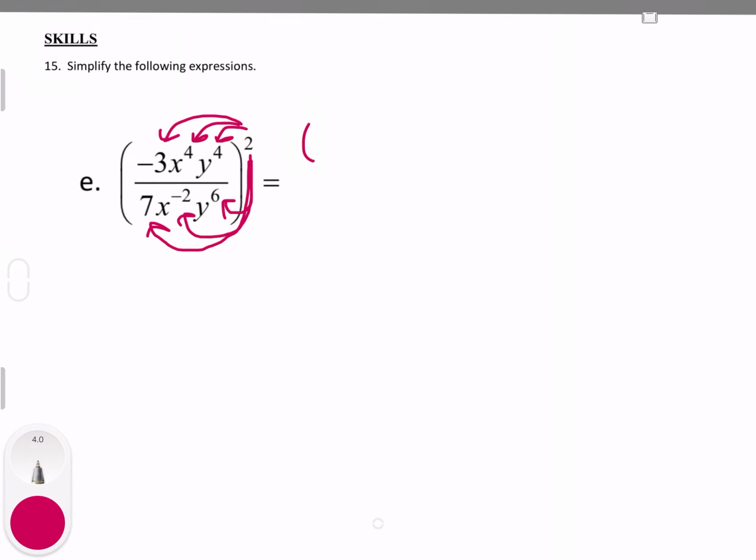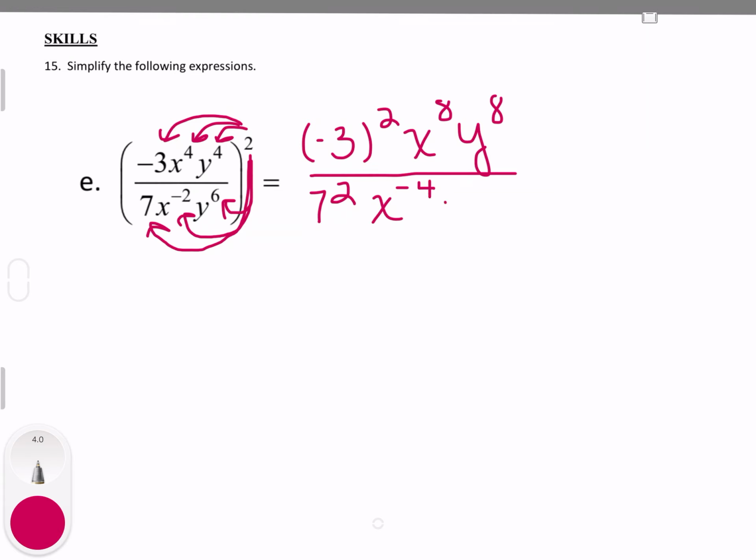So when we do that, we're going to get negative 3 squared times x to the 8th, y to the 8th, over 7 squared, x to the negative 4th, and y to the 12th. And remember that we get these new exponents because when we have an exponent raised to another exponent, then you are going to multiply them together. Okay, so let's go ahead and see if we can simplify.